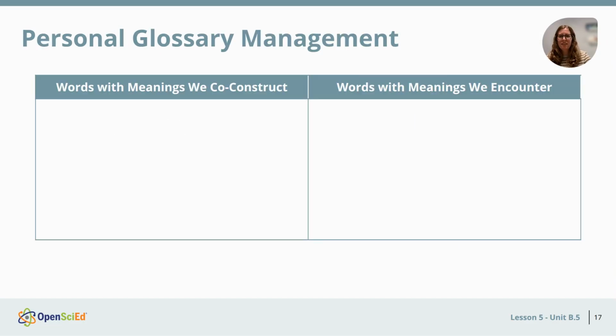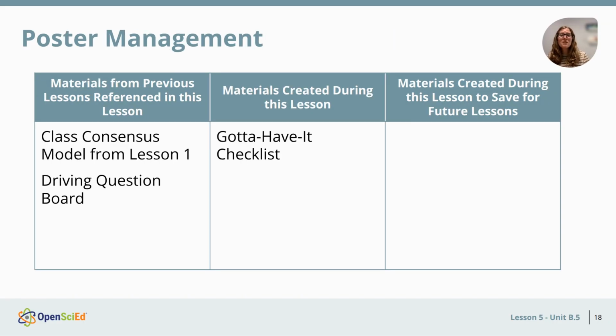All right, there are no words that we co-construct or new words that we encounter in this lesson. Poster management, we do have a few posters. The class consensus model from lesson 1, we'll want to have that easily available, the driving question board, and then what we're going to create during this lesson, the Gotta Have It checklist.